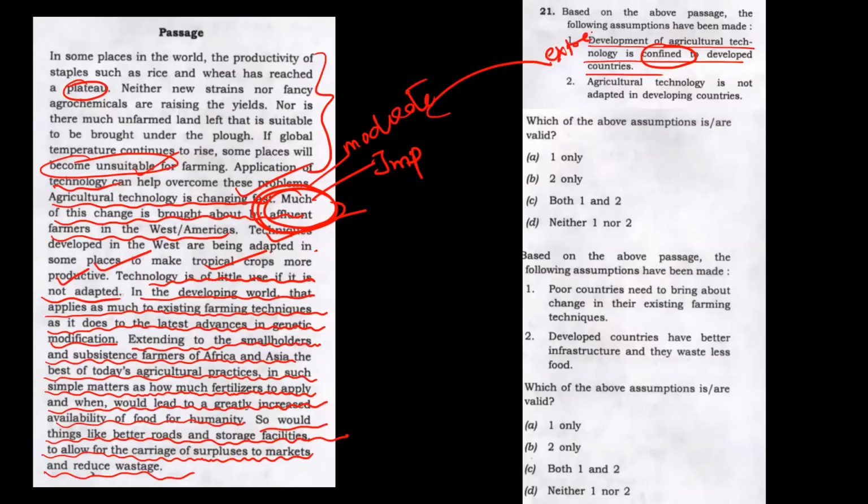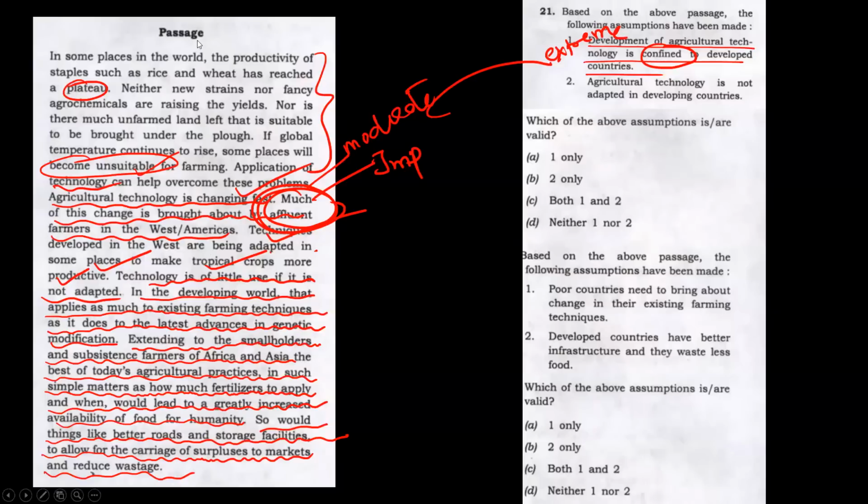Let us see this, guys. Based on the above passage, the following assumptions have been made. Development of agriculture technology is confined to developed countries. No, it is an extreme statement. It is not saying that. It is saying much of the technology. Much, which is a moderate term, is changed into what? An extreme term. That is what I am trying to tell. Guys, are you getting this point?